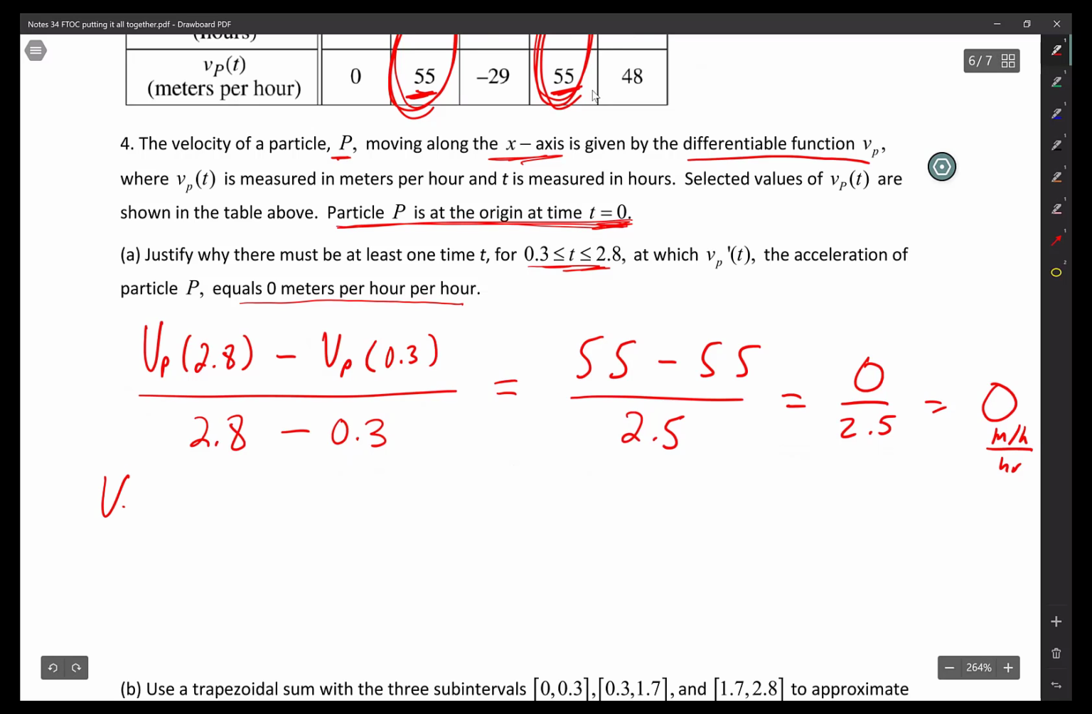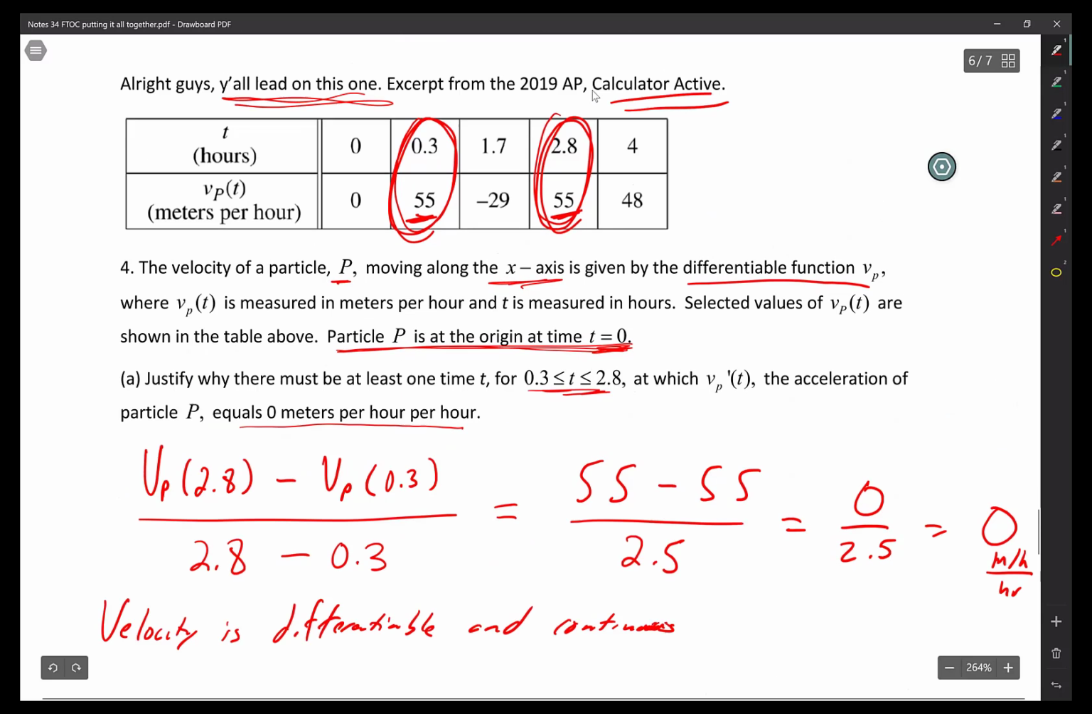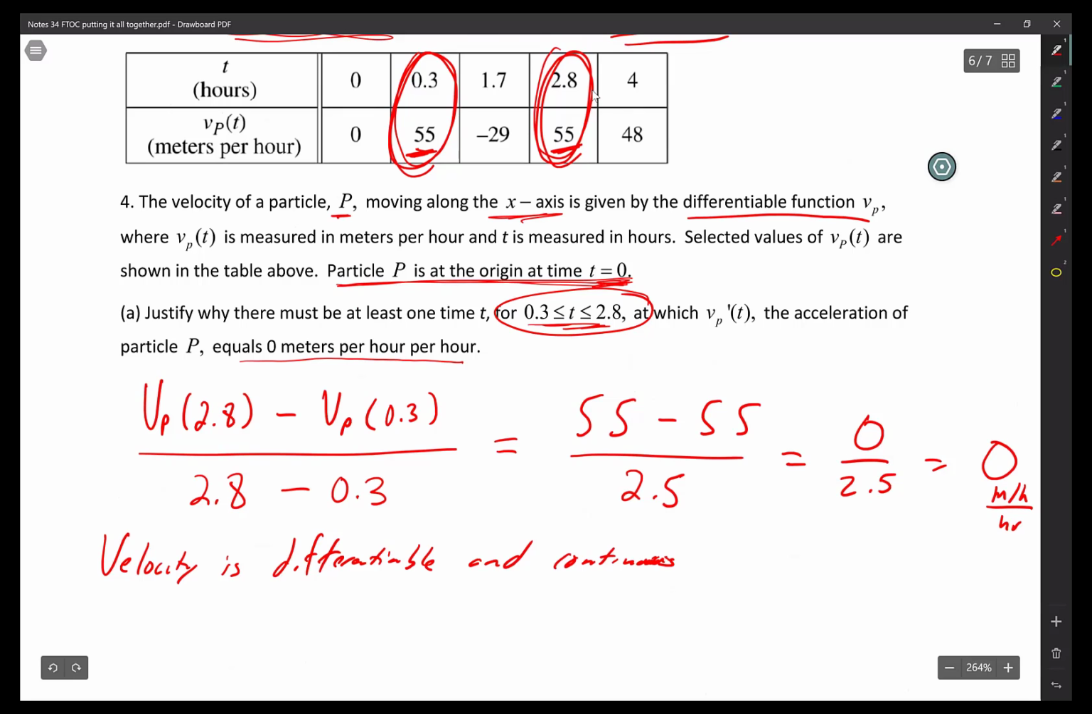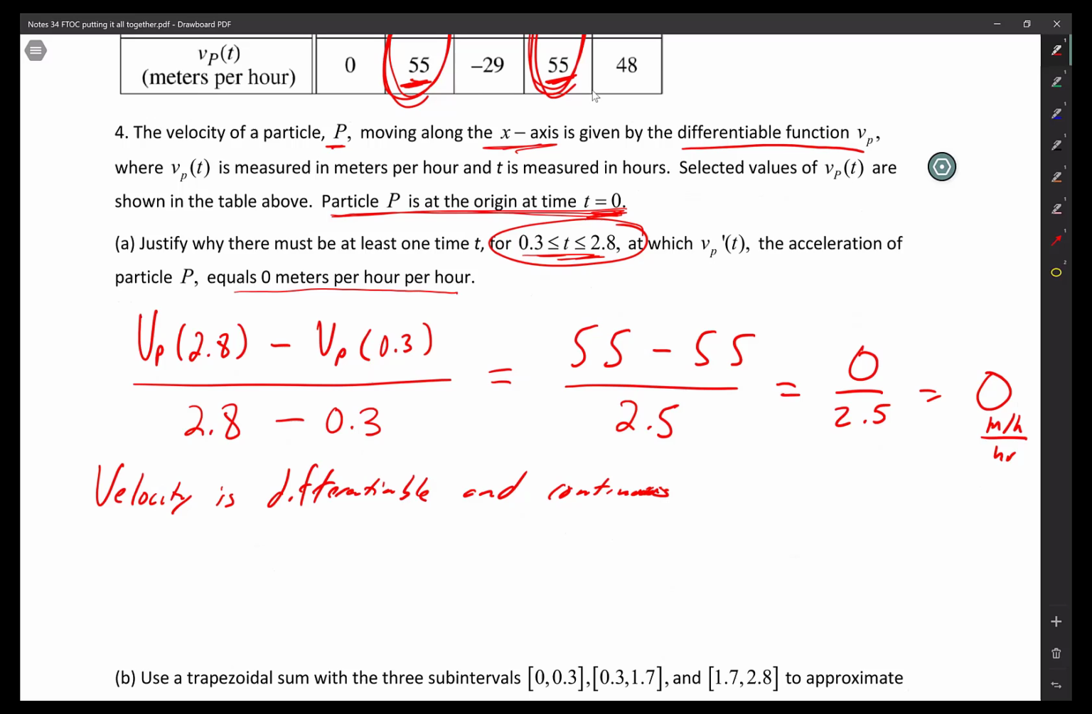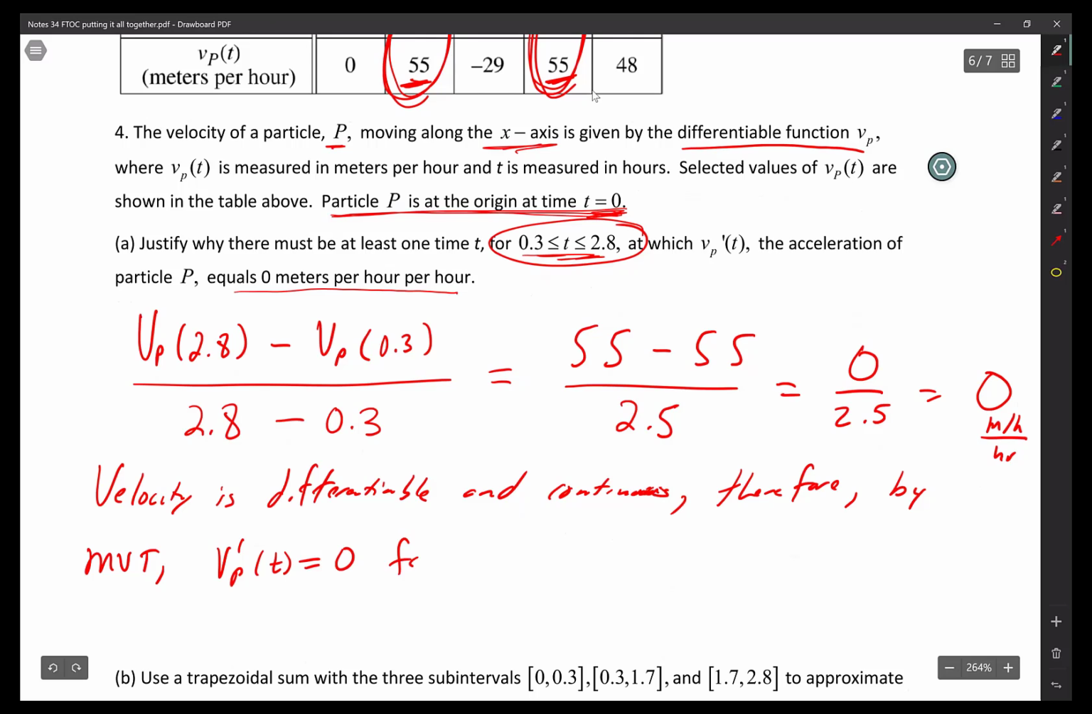I'm going to write: velocity is differentiable and continuous. Or you can really say for all values of t, but if you want to be specific, you can say on that specific interval. I'm just going to leave it like that. Velocity is differentiable and continuous, comma. Therefore, comma, by MVT, comma, v prime subscript p of t must equal 0 for some t value between t equals 0.3 and t equals 2.8.